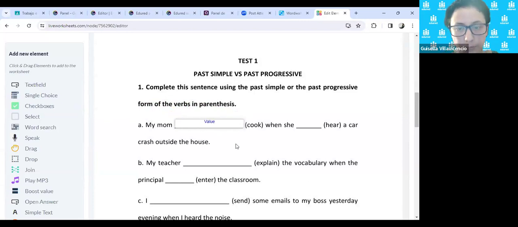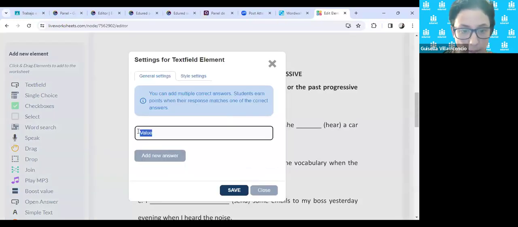Ahí tenemos. Ahora, los chicos tienen que completar acá si va cooked o si va was cooking, right? ¿Cuál sería acá? My mom, ¿qué diría? ¿Cuál sería la respuesta correcta? ¿Cooked o was cooking? Was cooking. Ajá, exacto. Entonces yo tengo que dar acá clic en el verdecito y escribir la respuesta que ellos tienen que poner. Tienen que hacer así, was cooking, así. Y esa es la única respuesta que ellos pueden poner. No puede haber otra respuesta. Right? Entonces, esa es la única.